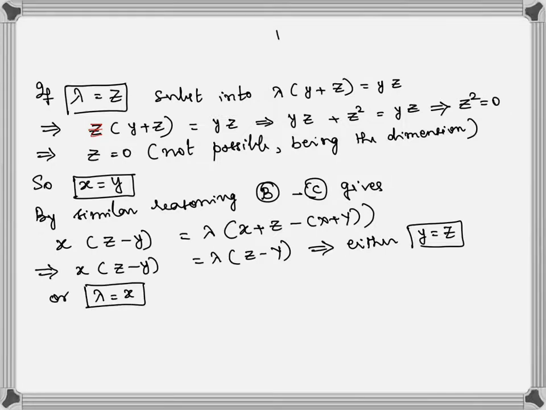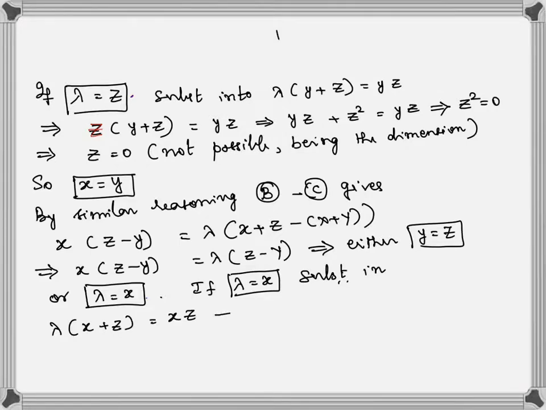Similar to the way we disregarded lambda equal to z, we can disregard x equal to lambda as well. If we choose lambda equal to x and substitute it into the relation lambda times (x plus z) equal to xz, we get x times (x plus z) equal to xz. This would mean x square equal to 0, which would mean x equal to 0, which is false. So the only possibility is that y equal to z.